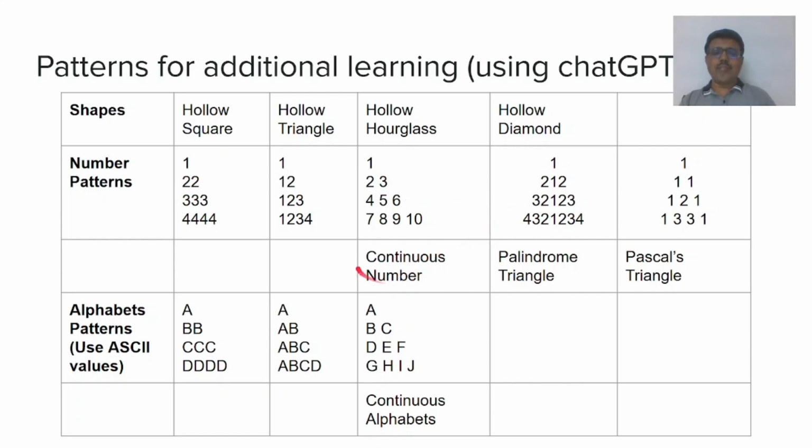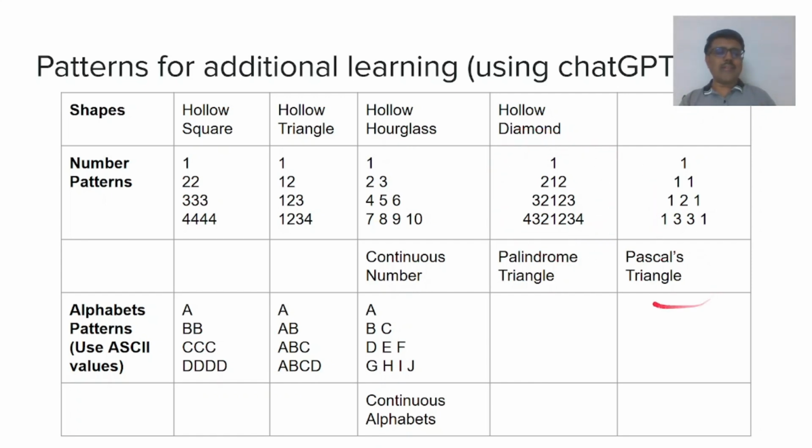This is called continuous numbers. And then there is the palindrome triangle, wherein you will have 1, then 1 2 1, and you can see on both sides 1 2 3 2 1, and then 1 2 3 4 3 2 1, like this. This is called a palindrome triangle. This is also something you can try.